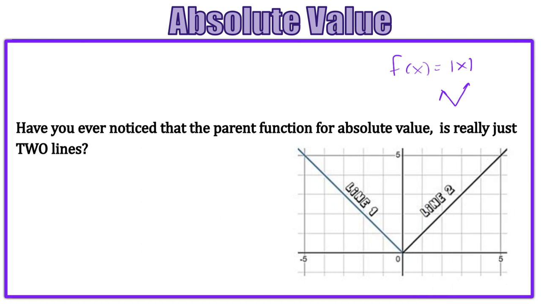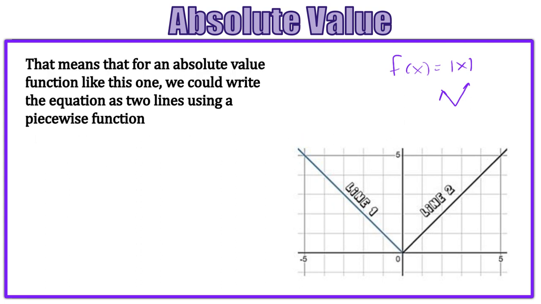So how is this a helpful observation? Well, that means that if we have an absolute value function like this one, we could actually rewrite it as the equation of two separate lines. This is going to be incredibly helpful when we start doing calculus with functions like absolute value, and it directly ties to fields such as physics.